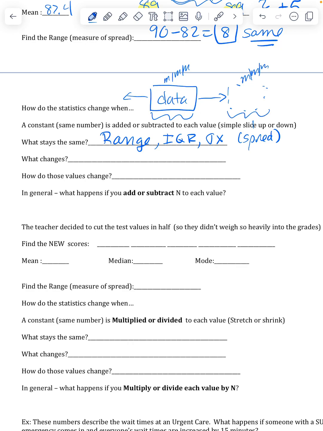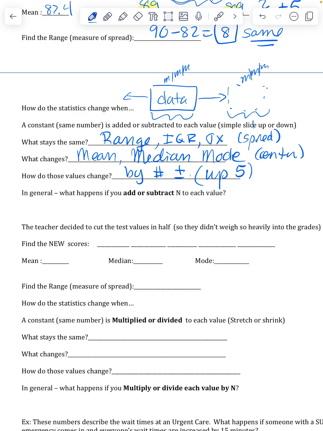It's just moving around. So here, the things that changed were mean, median, mode, anything that was a measure of center. So measures of center change. So measures of center move: mean, median, and mode. And they change by the number that's been added or subtracted. So whatever number you add or subtract, in my case, mine all went up 5.